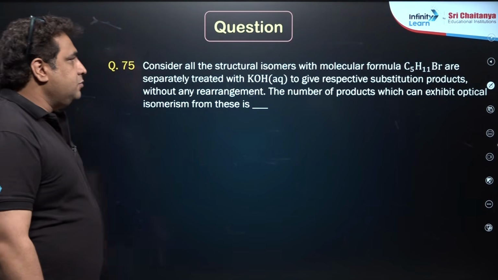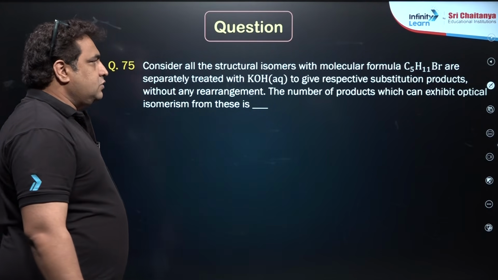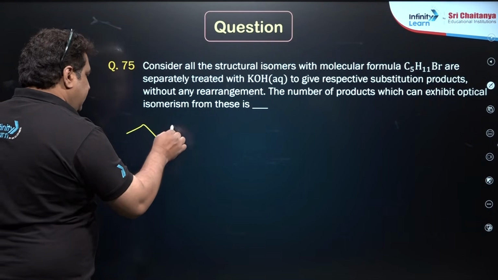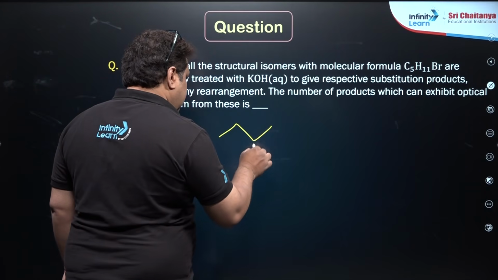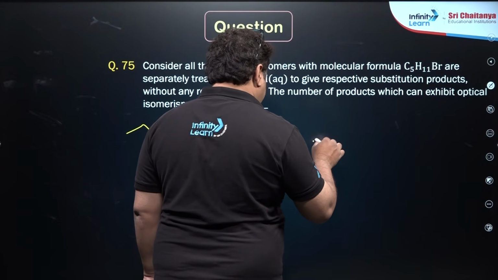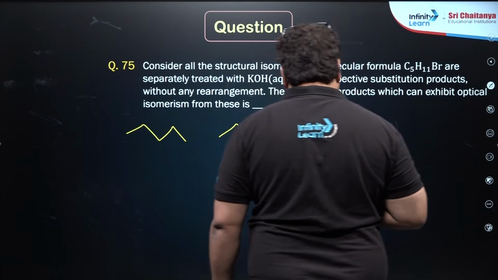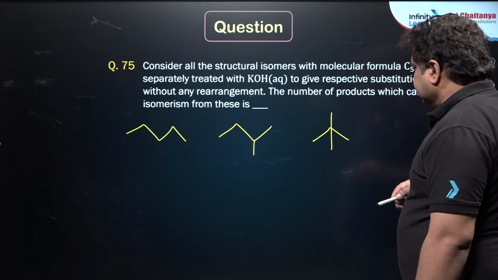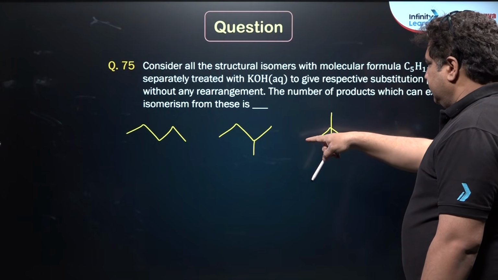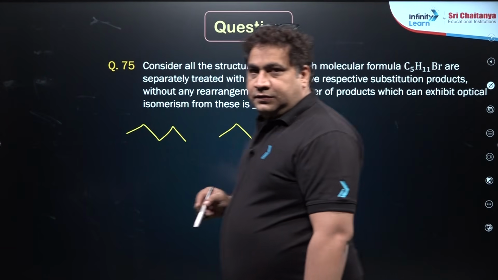Next, consider all structural isomers with molecular formula C5H11Br, separately treated with aqueous KOH to give the respective substitution product without any rearrangement. Okay, C5H11Br. So first I will write the isomers of it. Here there are 5 carbons, this is one, right. So first of all, in terms of chains, you are going to get these compounds.